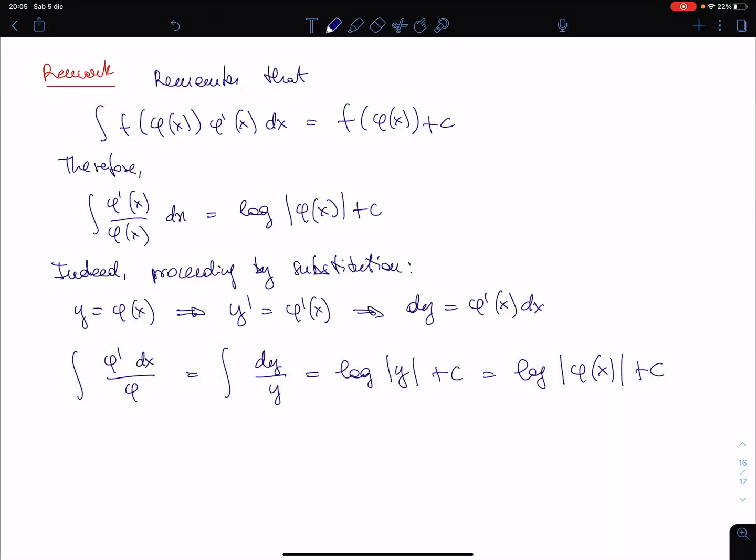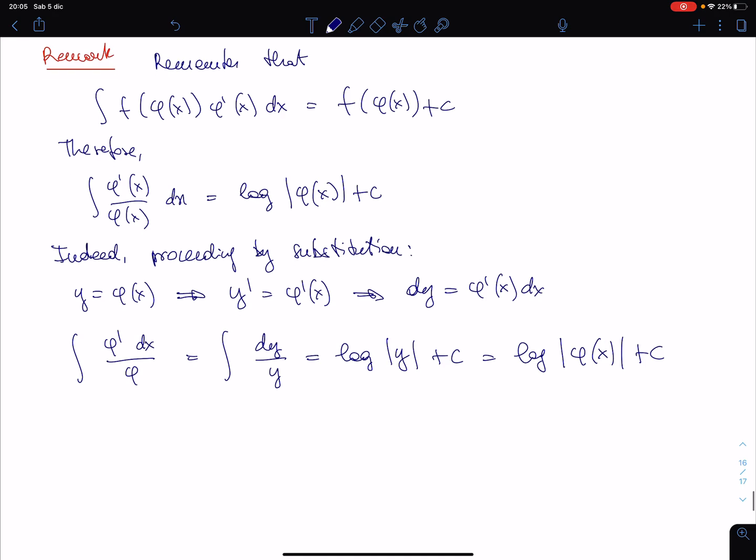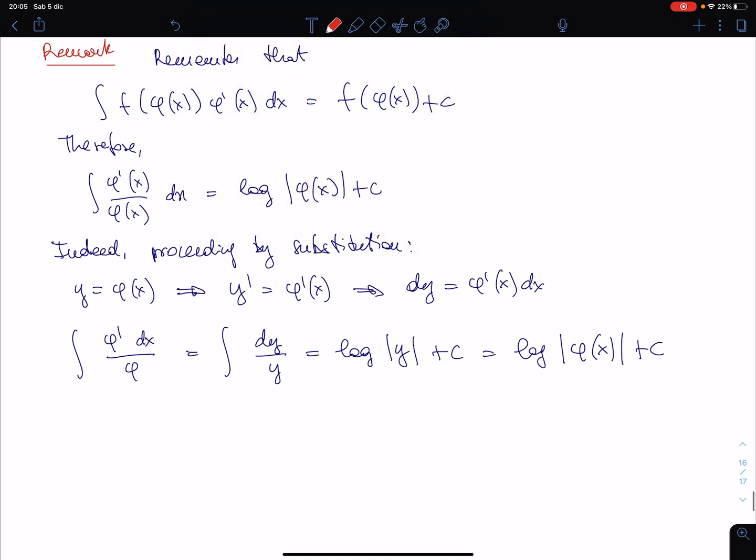Now the last part of this lecture is again on computation of integrals, so we keep on doing some important substitutions, and the next example is the following. You have to compute the integral between 0 and 1 of the square root of 1 minus x squared dx.